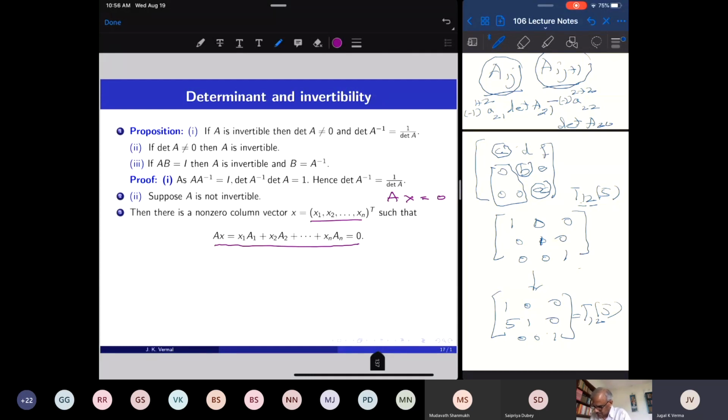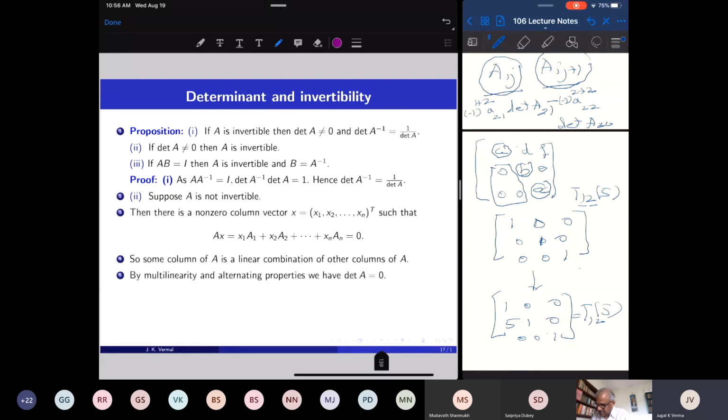So I can suppose x2 is not equal to 0. I can use this equation to write down a formula for A2 as a linear combination of the other column vectors. So some column vector of A is a linear combination of other column vectors of A, and therefore when I write the determinant by multilinearity and alternating properties, we will see the determinant is 0. If one column vector is a linear combination of other column vectors, just use the alternating multilinear property to see that the determinant is 0.